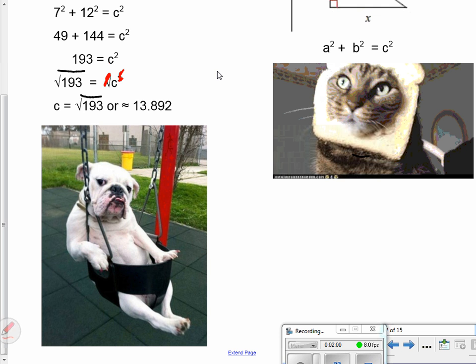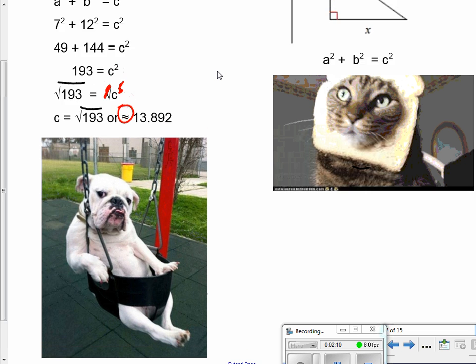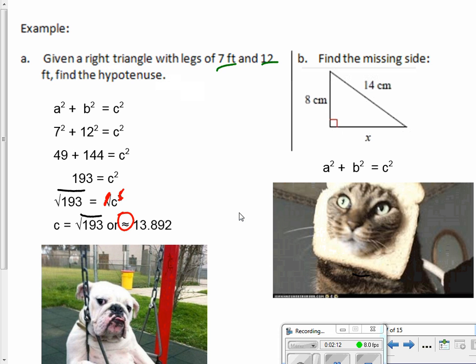Or you can use this squiggly equals, that's saying approximately, or c is approximately 13.892. And you can round to just a few decimal points. That's all right. You don't need to go out too terribly far. Both answers are acceptable. Neither one is necessarily preferable, but it's actually more exact to just leave it as the square root of 193. Let's go into our second example.